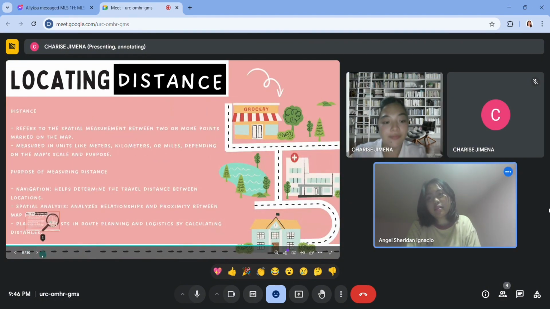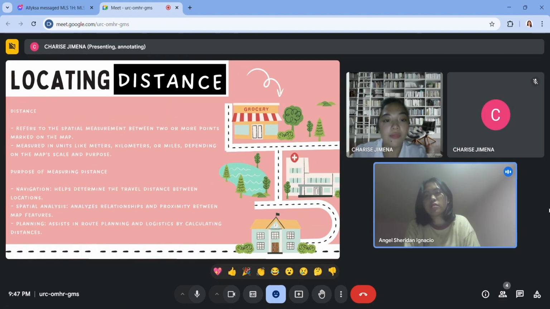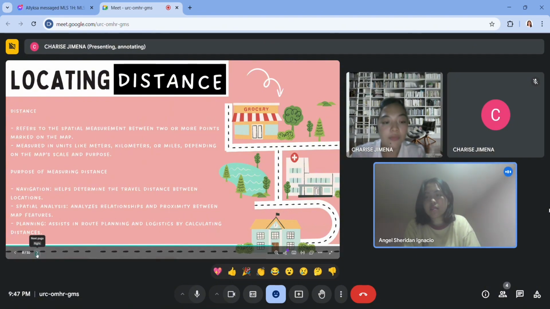Next is locating the distance. So distance refers to the spatial measurement between two or more points marked on the map. It is measured in units like meters, kilometers, or miles, depending on the map's scale and purpose. The purpose of measuring distance. First is navigation. It helps determine the travel distance between locations. Second, spatial analysis. It analyzes relationships and proximity between map features. And lastly, planning, which assists in route planning and logistics by calculating distances.